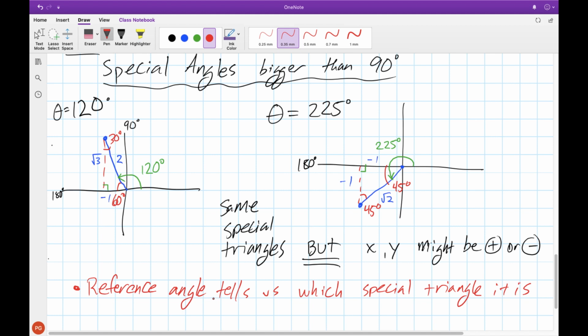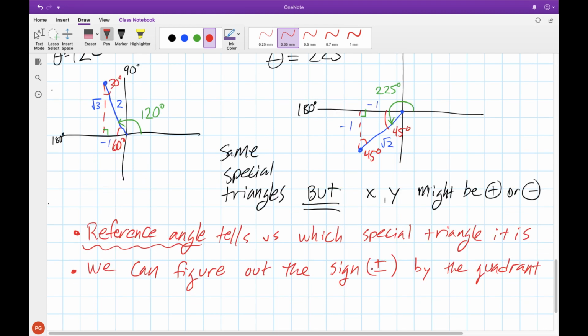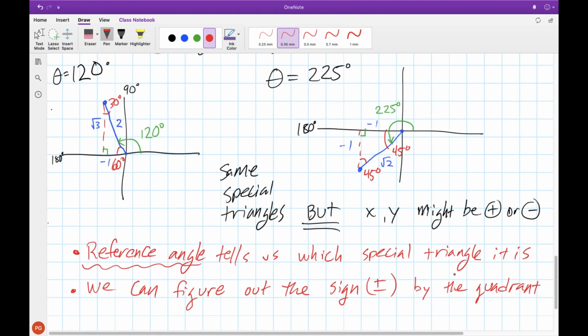So for angles that are bigger than 90 degrees, what's really important is to figure out what the reference angle is. Because that reference angle, if it's 60 or 45 or 30 or whatever it is, tells us which special triangle we have. We can figure out the signs, whether it's positive or negative, by looking at which quadrant our angle is in. So for 120, we're in quadrant 2. For 225, we're in quadrant 3. We can use that to figure out the sign of our trig ratios.